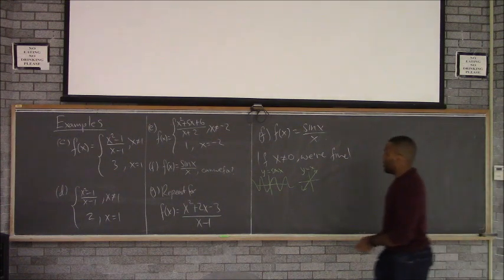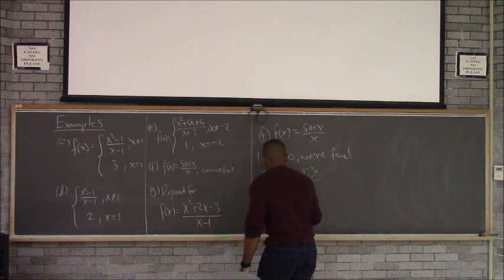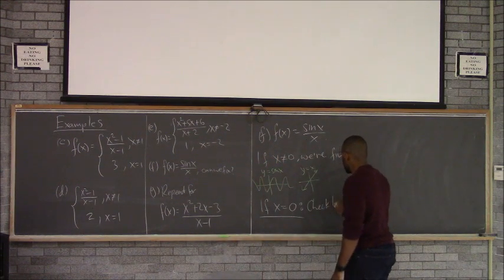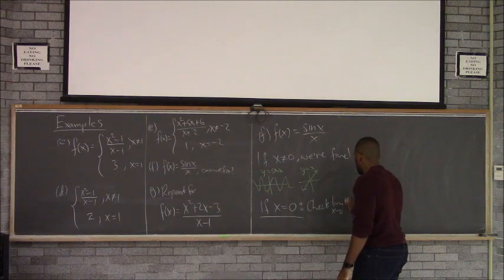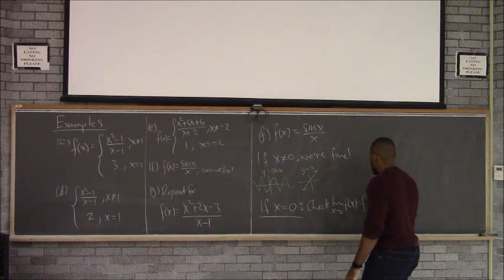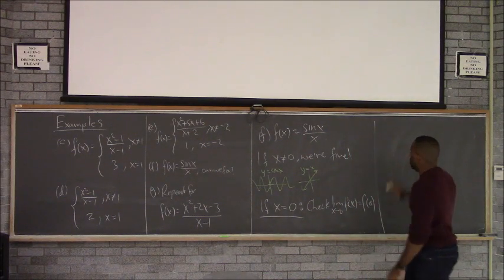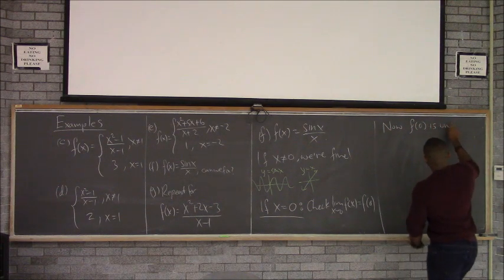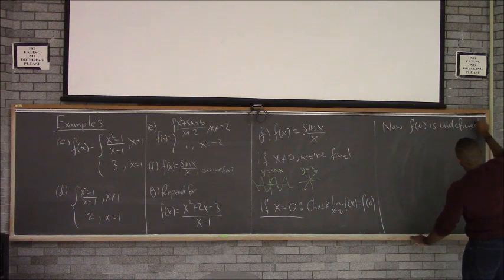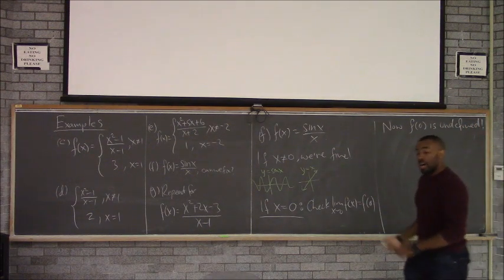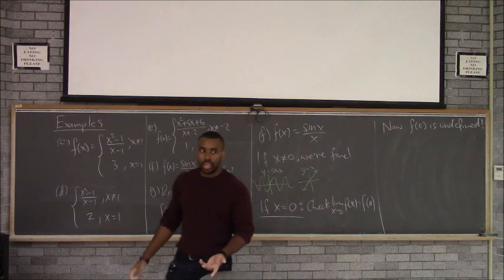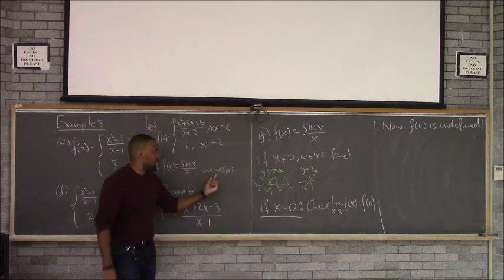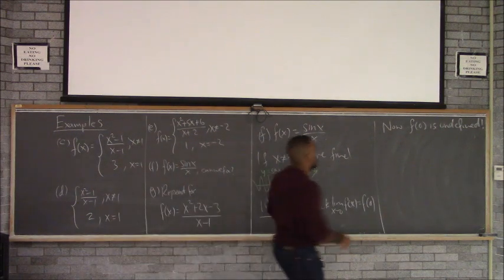Okay. Now, if x equals 0, here's what's going to happen. We need to check that the limit as x approaches 0 of f of x actually equals f of 0. Now, f of 0 is undefined. Now, it's enough to stop there. You can just say it's not continuous at 0, but I just want to write something down that's going to help us with this second part of the problem.